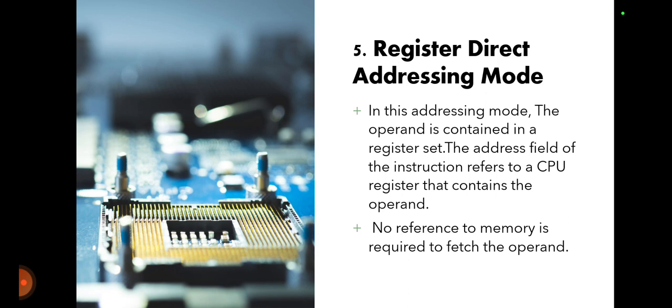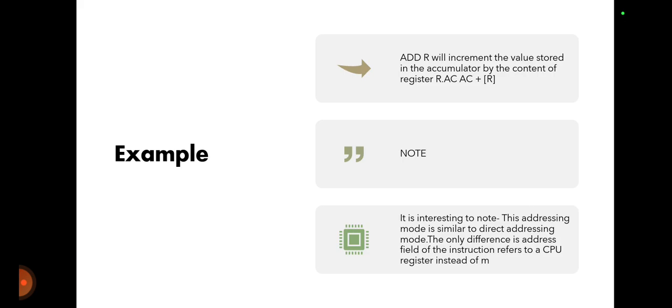Fifth one, register direct addressing mode. In this addressing mode, the operand is contained in a register set, and the address field of the instruction refers to a CPU register which contains the operand, and no reference to memory is required to fetch the operand. Example, add R will increment the value stored in the accumulator by the content of register as shown here.